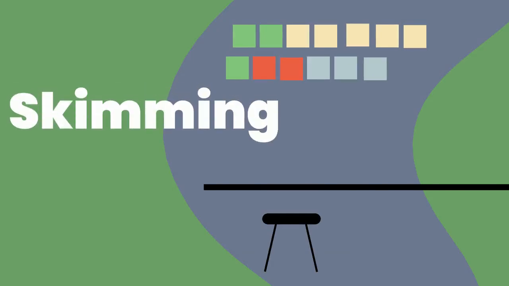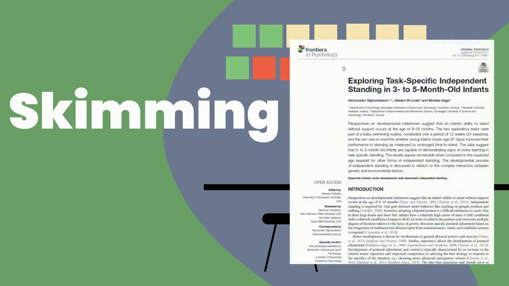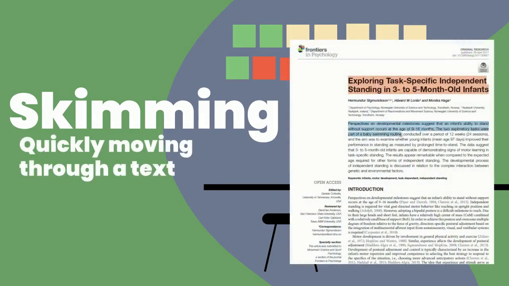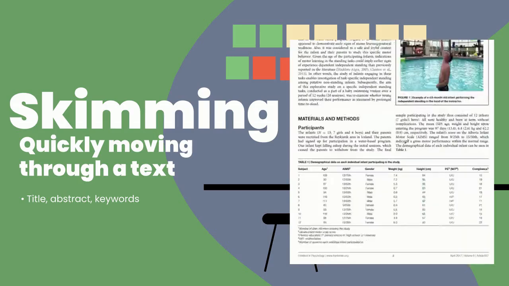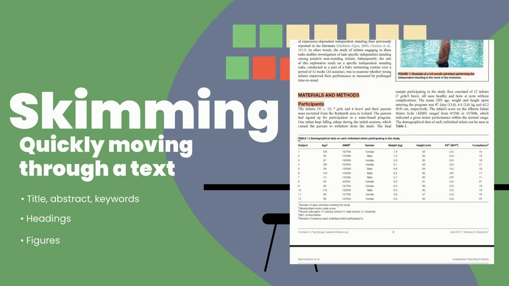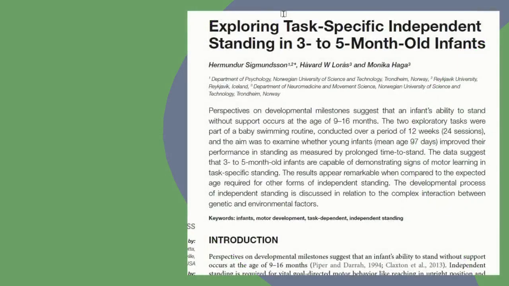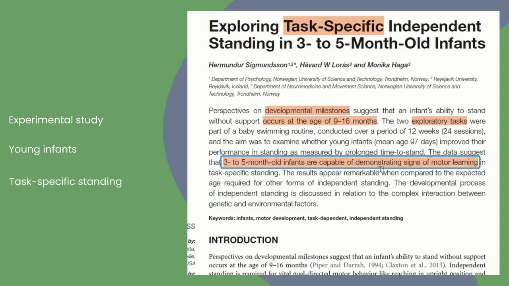Let's explore two essential techniques, skimming and scanning. Skimming involves quickly moving through a text to get a general overview. You should focus on things like the title, the abstract, and the keywords, section headings and subheadings, and any figures and tables that you see with their captions. For example, with this research article on infant standing, skimming reveals it's an experimental study examining whether very young infants, 3 to 5 months, can demonstrate task-specific standing much earlier than developmental milestones would suggest.